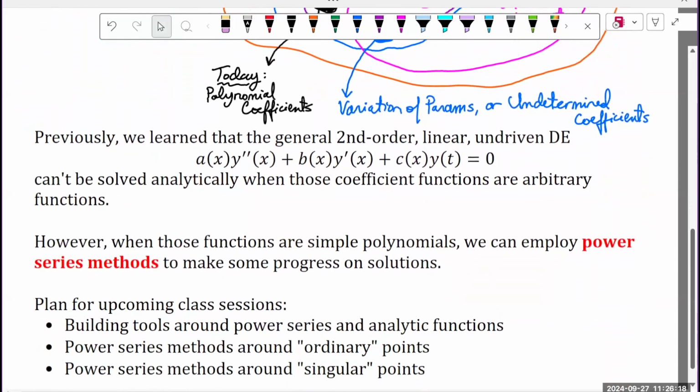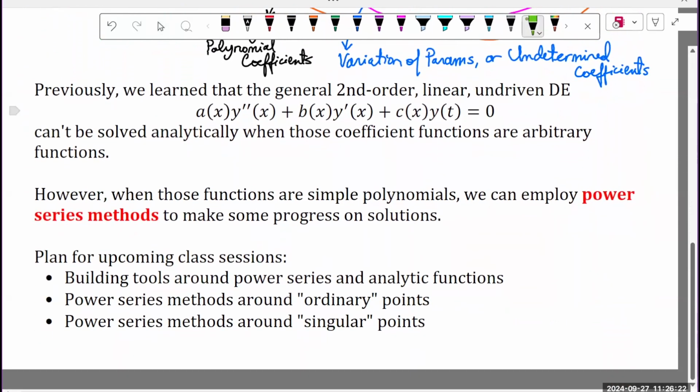Okay, so previously we learned that the general second order linear undriven differential equation of this form cannot be solved analytically if those coefficient functions are just arbitrary functions. It does turn out, though, that we do have one way of getting some insight into the behavior of the solutions to these differential equations if the coefficients are simple polynomials. In that case, we can employ power series solution methods to make some progress on looking at how solutions might be behaving. Today, we're going to look at building up tools around power series and analytic functions.